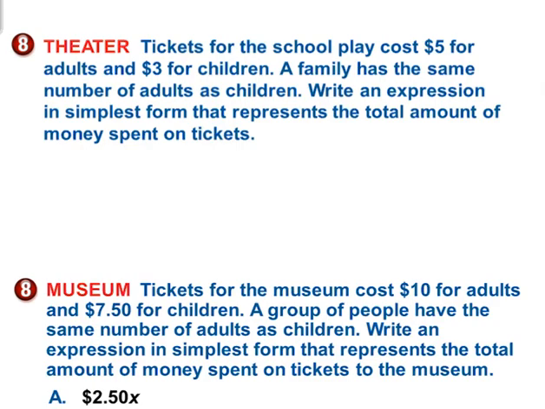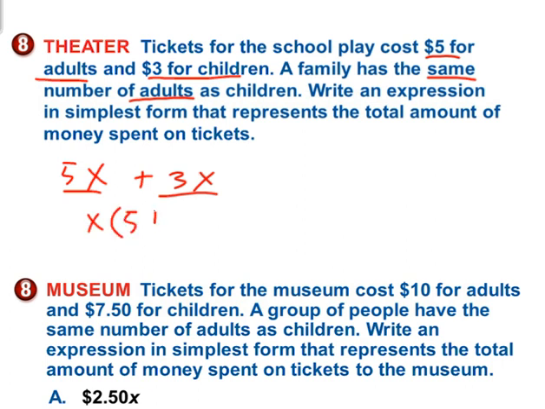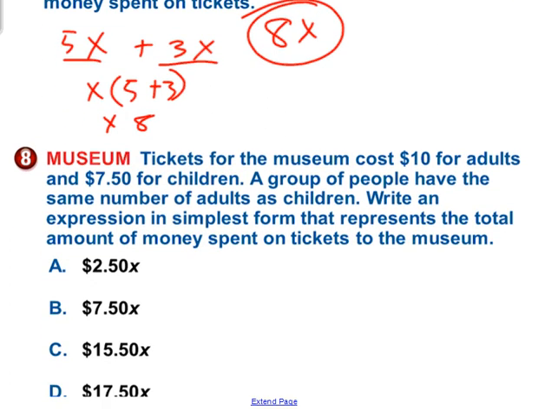Tickets for the school play cost $5 for adults and $3 for children. The family has the same number of adults as children. Write the expression in the simplest form. Well, I'm going to say, let's let X be the number of tickets sold for adults. So for adults, it would be times 5, $5 per ticket, so 5X, plus the number of tickets sold to children, which also is X, times 3, and that's going to equal the total cost that they spent. Well, here I've got like terms, so I can combine them, factor out an X. I've got X times 5 plus 3, X times 8, or 8X is the amount of money they spent for the tickets.